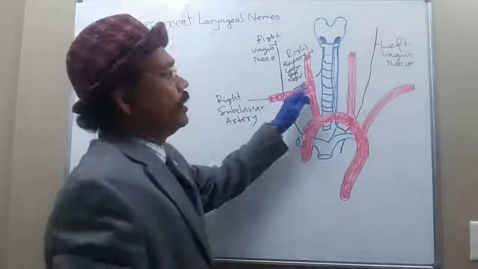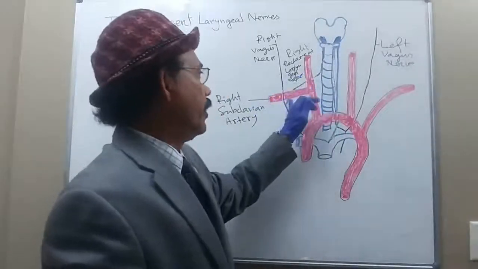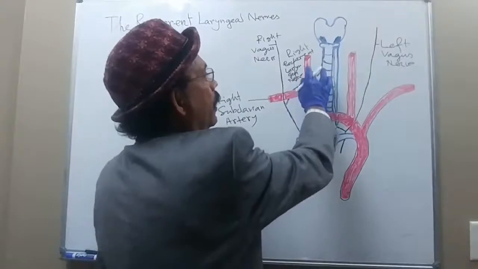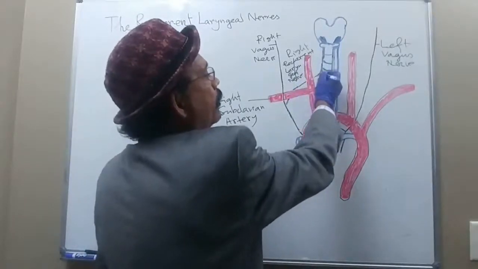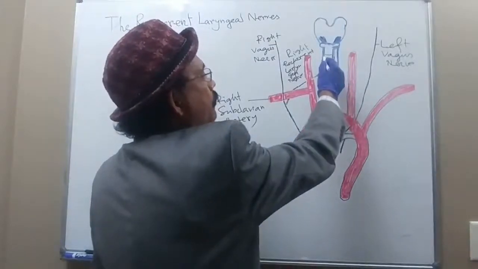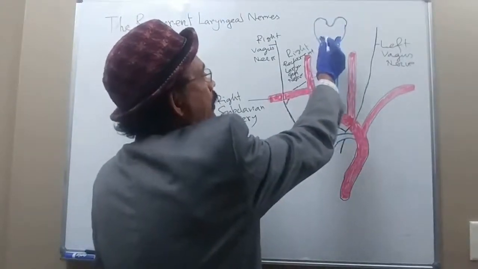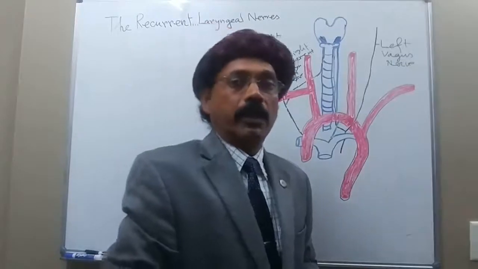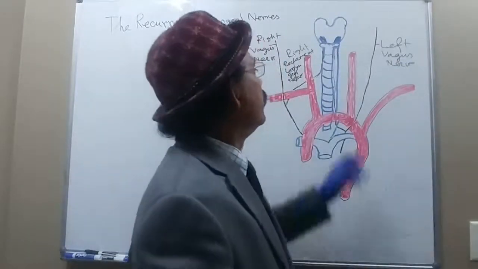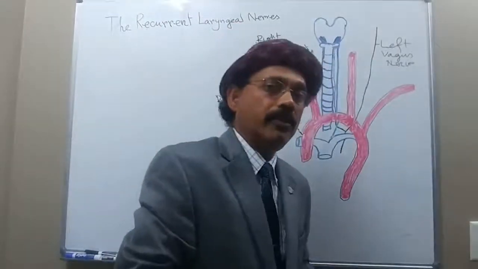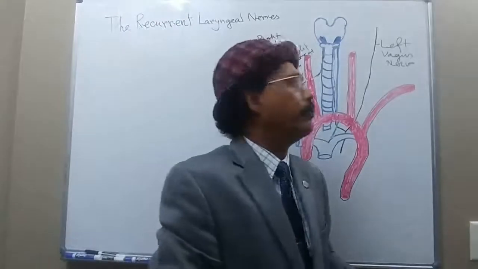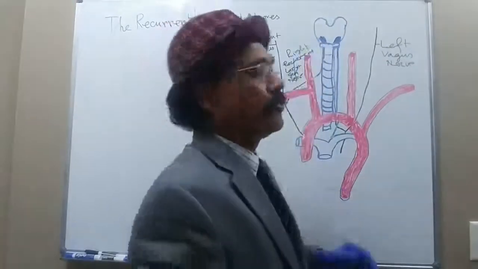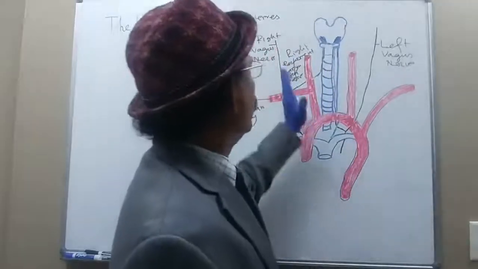The recurrent laryngeal nerve has a recurrent course around the right subclavian artery. It goes behind the subclavian artery and the right common carotid artery. It goes to the tracheoesophageal groove and then to the larynx. In its passage, it is closely related to the inferior thyroid artery. Then it passes deep to the cricopharyngeus muscle, the lower part of the inferior constrictor muscle. It reaches the junction between the cricoid cartilage and thyroid cartilage, and then enters the larynx. That is the course on the right side.